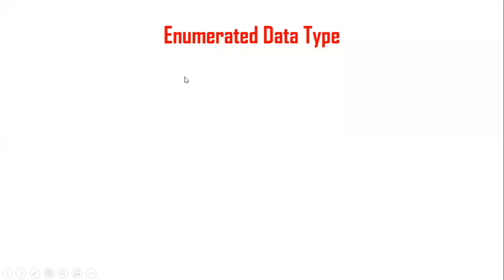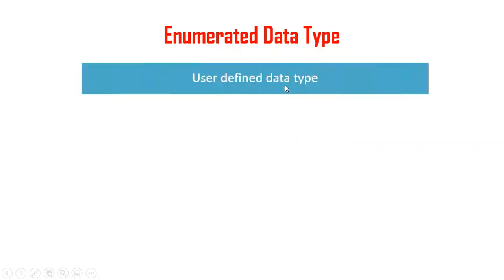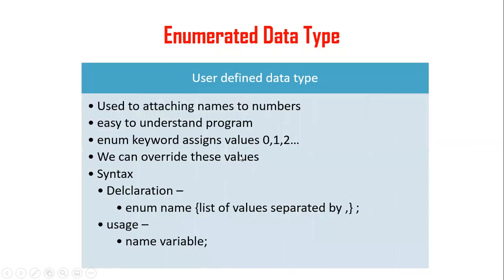The next enumerated data type. Enumerated data type is another user defined data type. So here we'll discuss how to make use of enumerated data type and what are the other details related to this in C++. Enumerated data type basically is used to attach names to numbers.